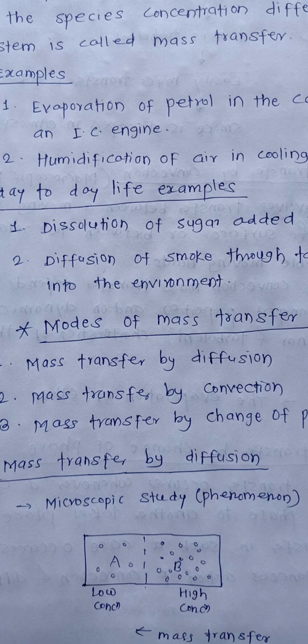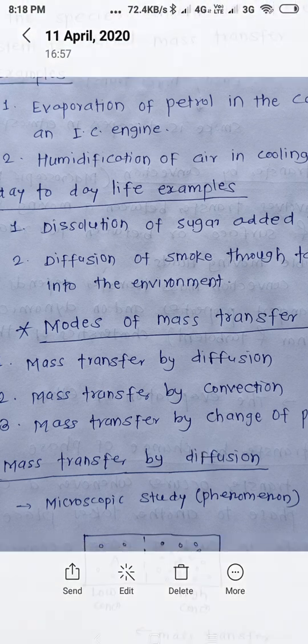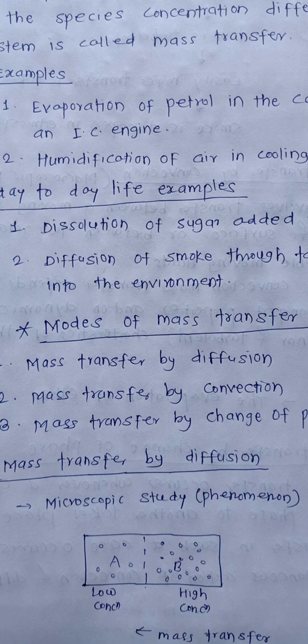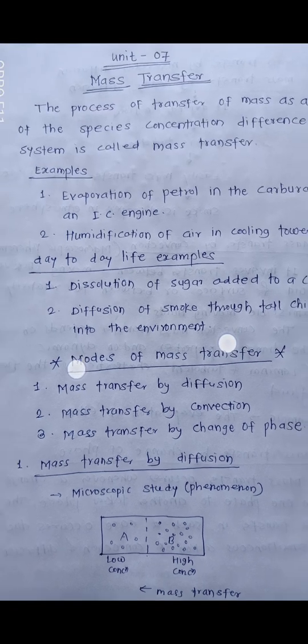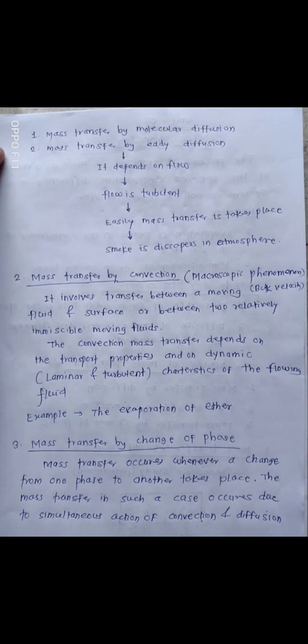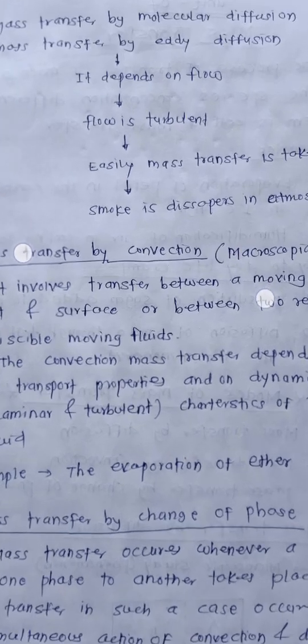So what is meant by molecular diffusion? This molecular diffusion is nothing but a microscopic phenomenon. We have to consider the molecular sections of the system. These molecules will transfer from one section, the high concentration section, to the low concentration section. In this way mass transfer takes place because the molecules move from the high concentration region to the low concentration region. This type of mass transfer is because of diffusion, and this is nothing but mass transfer because of molecular diffusion.